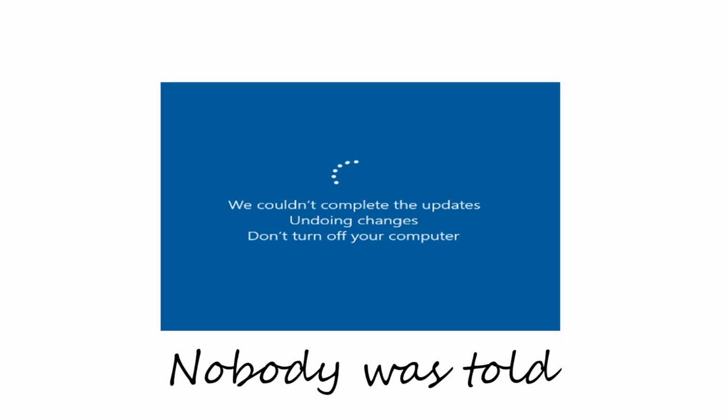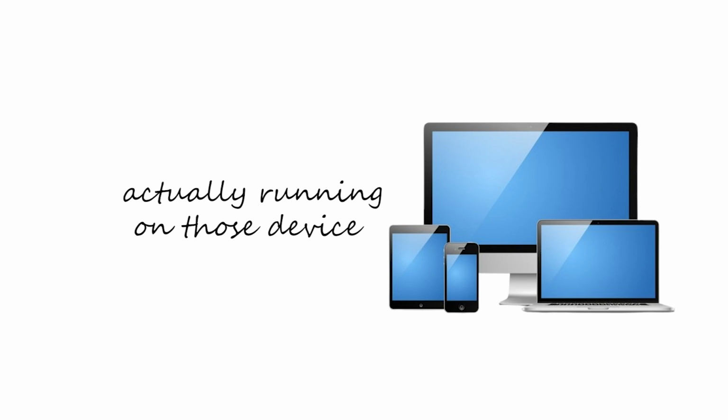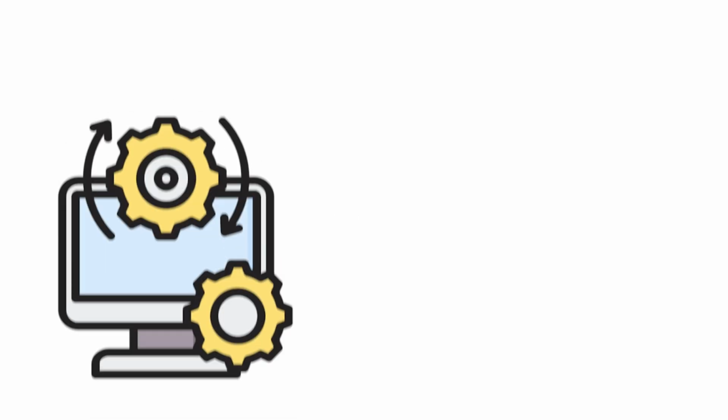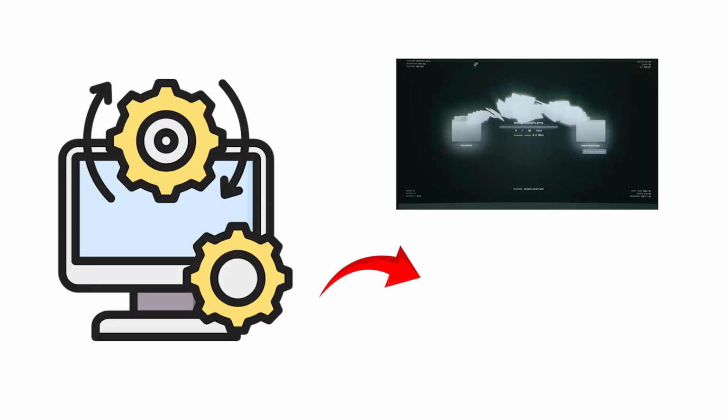Nobody was told. In the next 14 minutes, you will understand what is actually running on those devices, the 3 ways an operating system can be built, and which of these you could install today. Start with why the usual list is wrong.